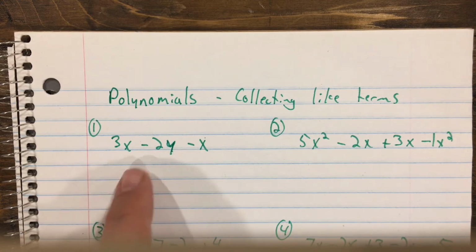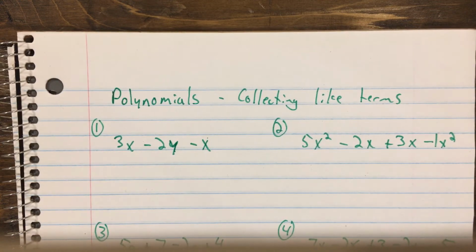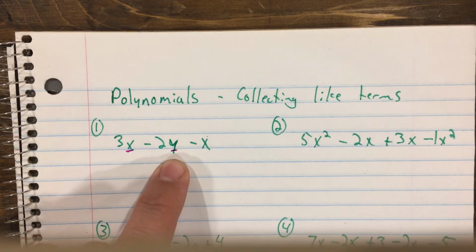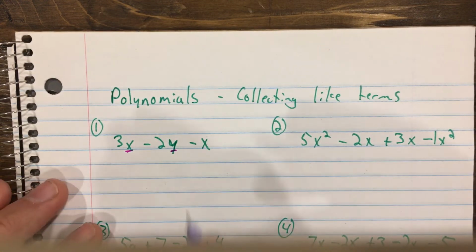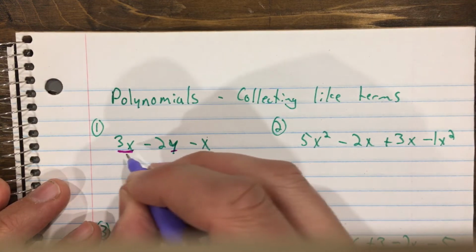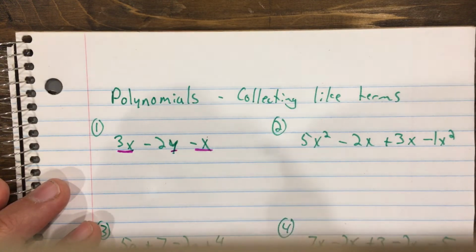The same as with the polynomials that we're looking at with variables. My x variable is different than my y variable. So they don't go together, okay? My x and my y do not go together. So when I'm collecting like terms, I'm collecting my x's. So here I have 3x, and here I have minus x.